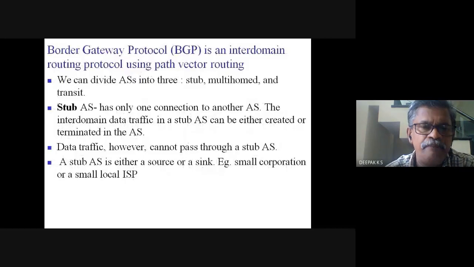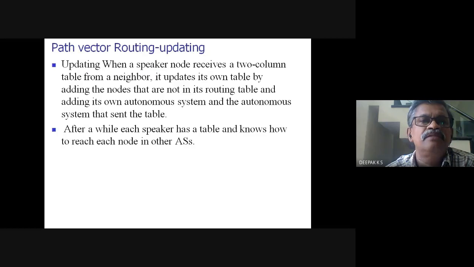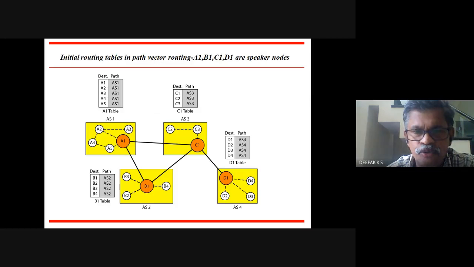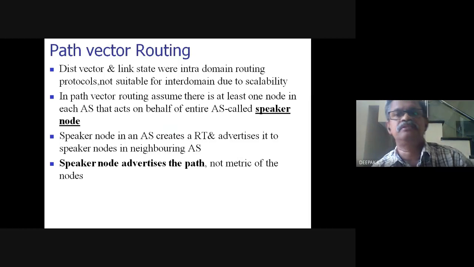Ultimately, the paths would be there in the tables. Through these mechanisms, available paths are exchanged initially with each speaker node, and the tables are built up. So that is path vector routing. It depends on the speaker nodes, and the border gateway protocol uses this path vector.